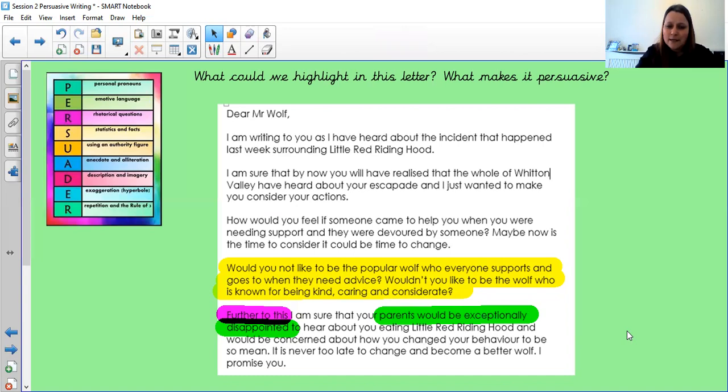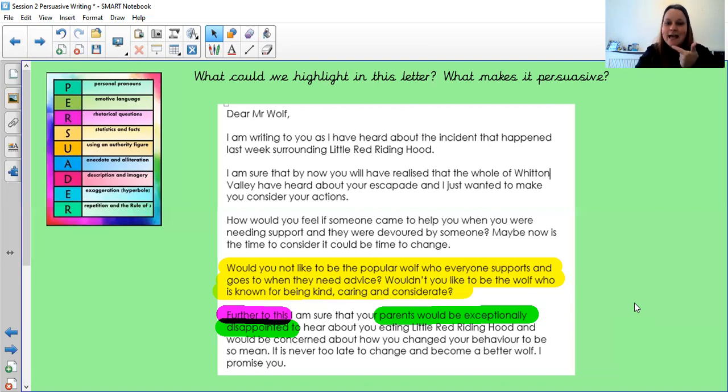Your parents would be exceptionally disappointed. They're pulling on the wolf's emotions. They're trying to make him feel almost guilty and sad that he's made his parents feel disappointed in him. So they're just a few persuasive features that I can pick out in that letter, but there will be lots more. And that's what you're going to do today.